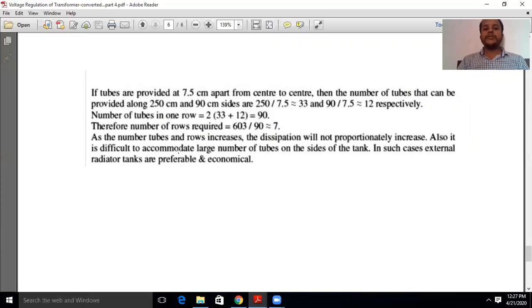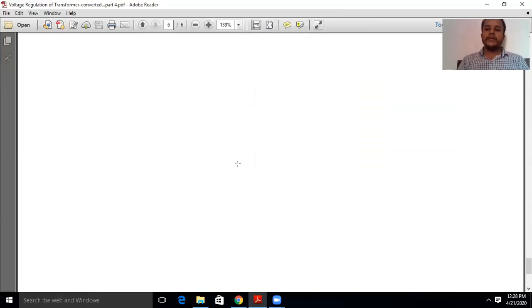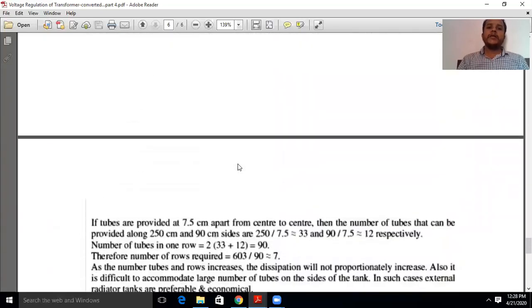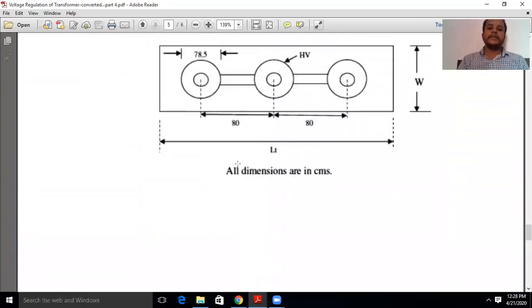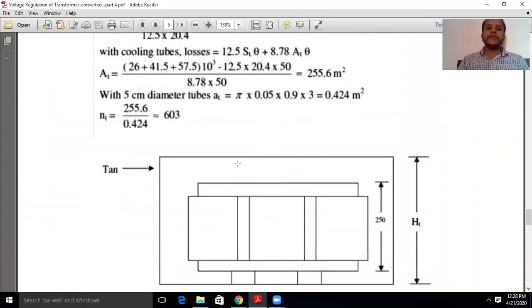So as the number of tubes and rows increases, the dissipation will not proportionately increase. Also, it is difficult to accommodate a large number of tubes on the sides of the tank. In such case, external radiator tanks are preferred and economical. So this is the comment on the results of this numerical.